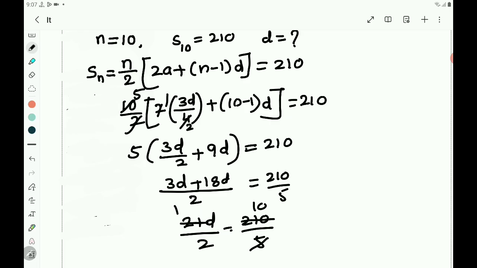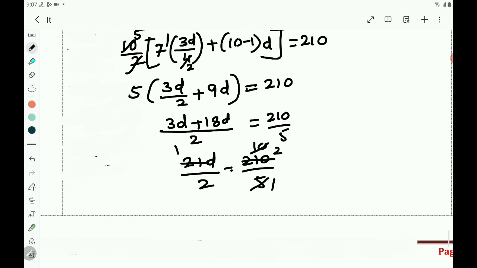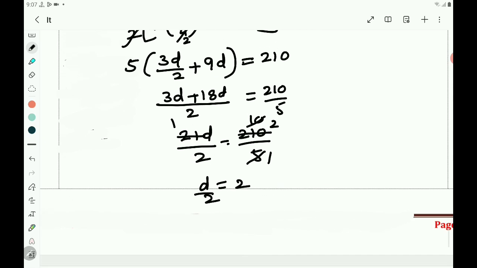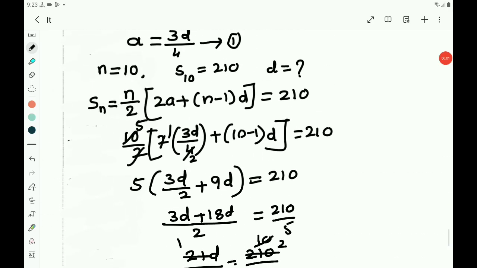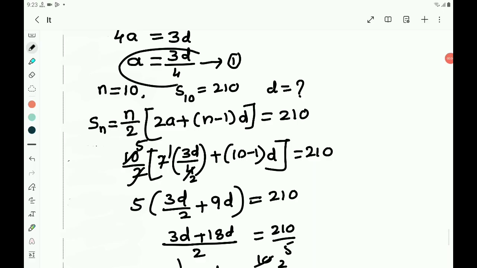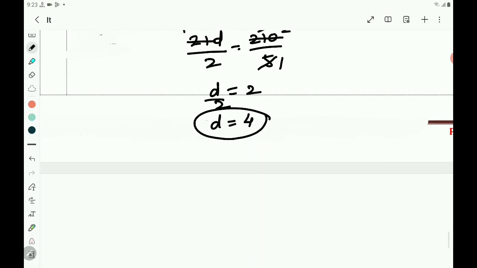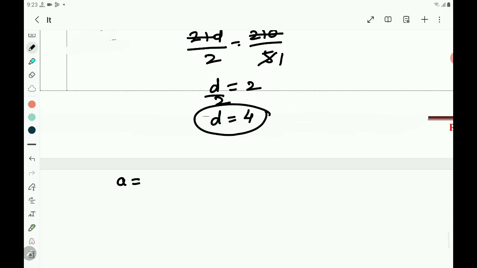tens are 5, ones are 5, twos are. So you got d by 2 is equal to 2. Then d is equal to 2 twos are 4. You got the value of d. d is equal to what? 4. Then find the value of a. a equals 3d by 4, which is equal to 3 into d is 4 by 4. You can cancel this 4 and this 4, equals 3.